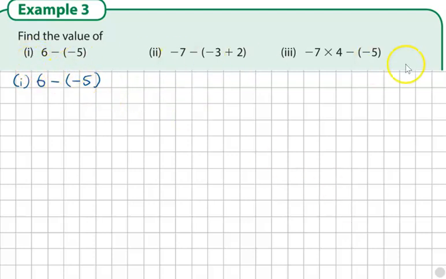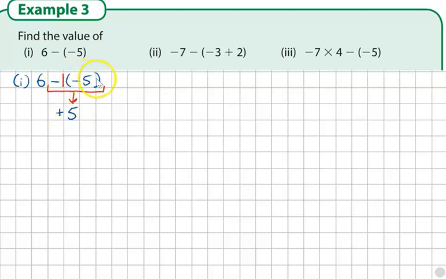So I'm going to do these 3 questions again, but this time I'm going to use the invisible 1 method. But ultimately you can pick which way you want to do it. So again, I have 6 minus bracket minus 5 bracket. So I'm going to stick in an invisible 1. So that minus becomes minus 1. I'm going to do minus 1 times minus 5, which is plus 5. And minus by minus gives a plus. And 1 times 5 is 5.